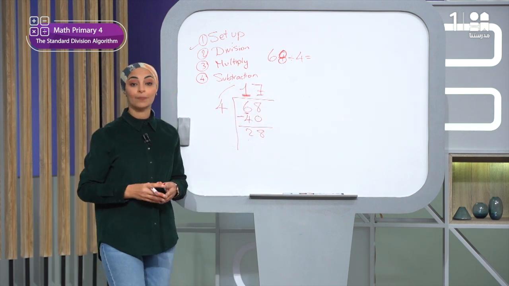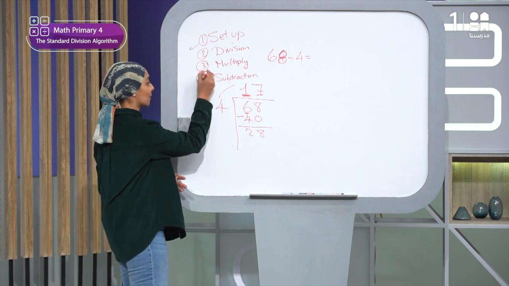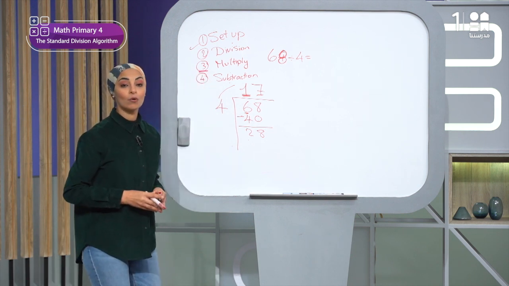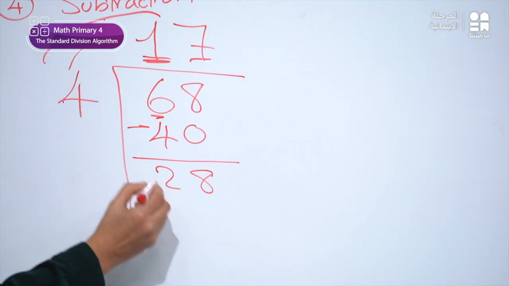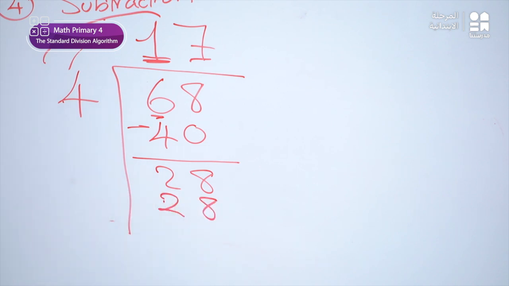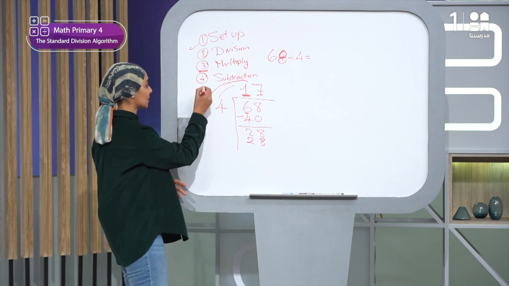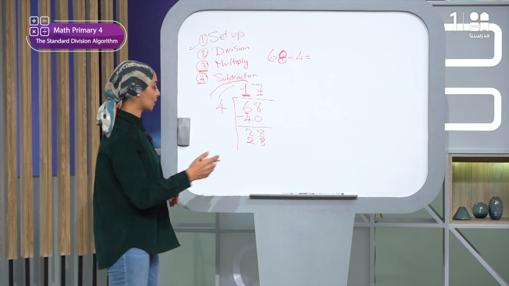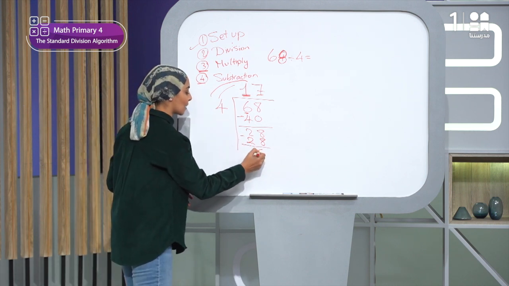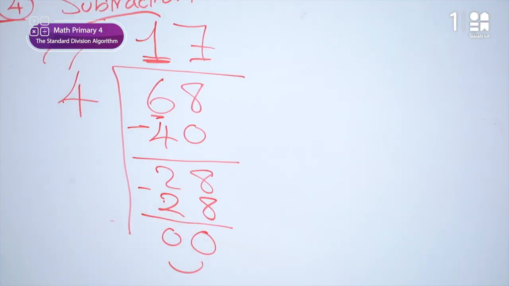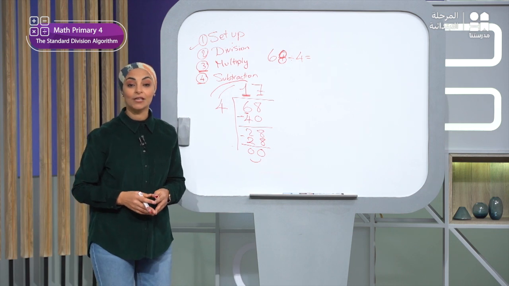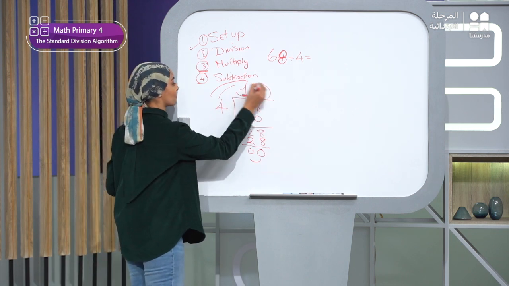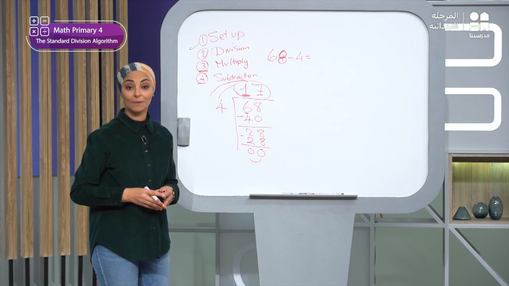Then let's move to step number 2, which is the multiplication, right? We will multiply 4 times 7. 4 times 7 gives me what? 28. So write the 28 down. And then let's move to the next step, which is subtraction. So I will subtract 28 from 28. The answer will be 0. So now I don't have any remainder. The answer of this problem is 17.